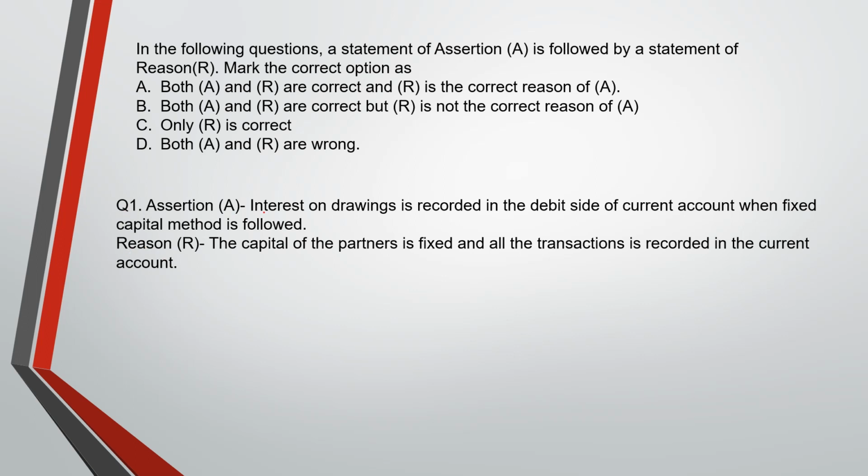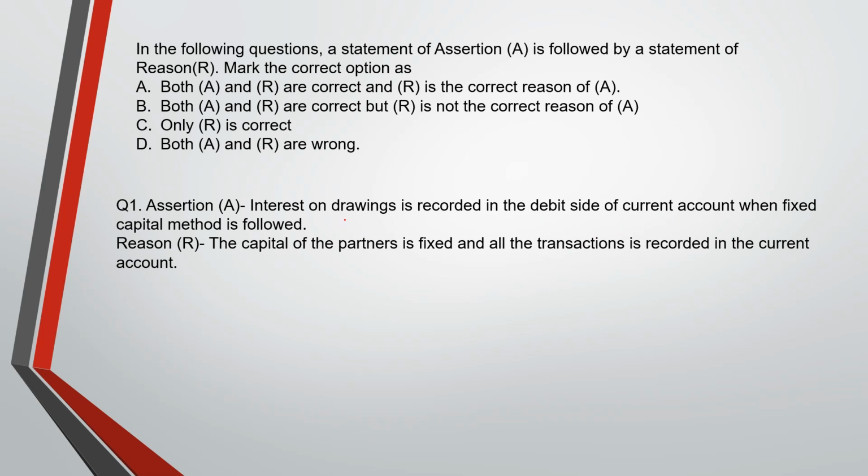First one, assertion is interest on drawings is recorded in the debit side of current account when fixed capital method is followed. So when fixed capital method is followed, you know that there are going to be two accounts open, capital account and current account, and through the capital account only the permanent additions and withdrawals of capital will be recorded. All the items of appropriations, whether it is the interest on capital, commission, rent, or the salary to partner, or the interest on drawing which is credited to the profit and loss appropriation account, all goes through the current account.